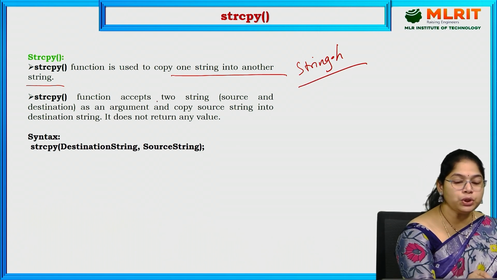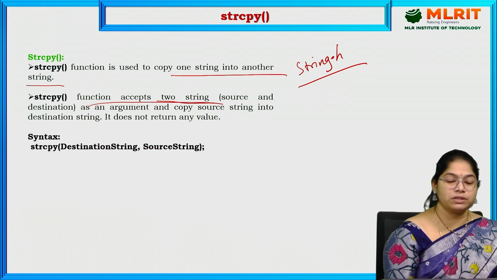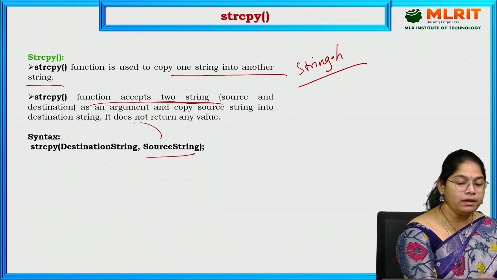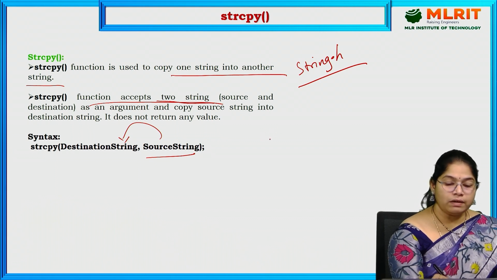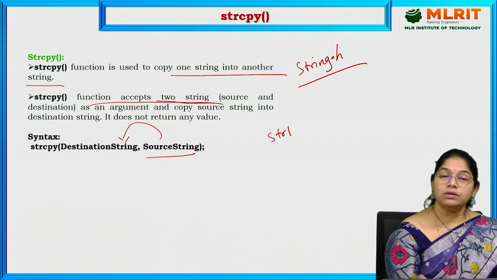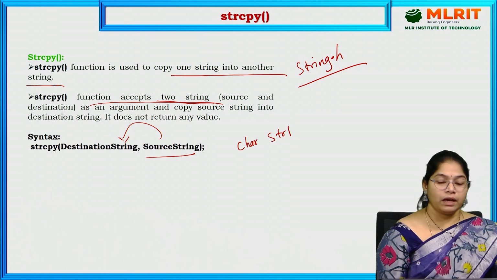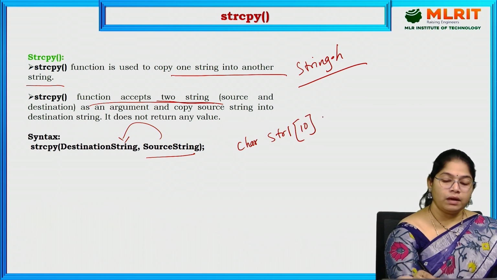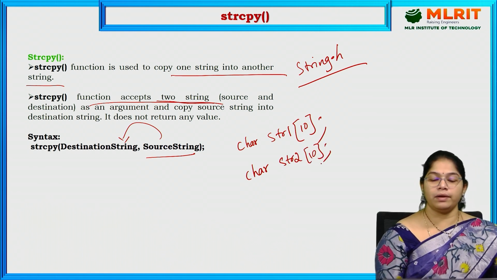It accepts two strings, because one is the source string, another is the destination string. So if I want to copy the source string to the destination string, let us suppose we need two strings. Both are of type character. So always string data type is character. Char str1, size of the string is suppose 10. And here I am taking one more string because I want to copy str1 to str2. This size is also 10.